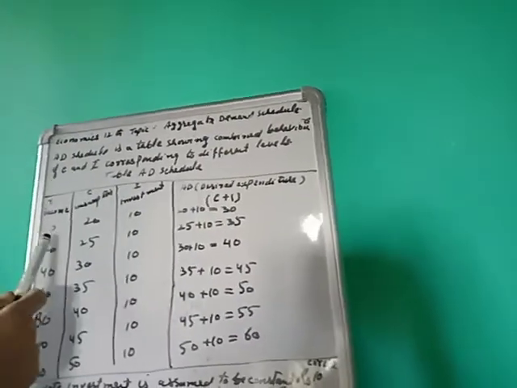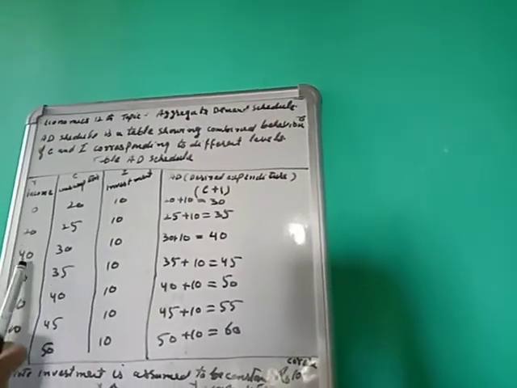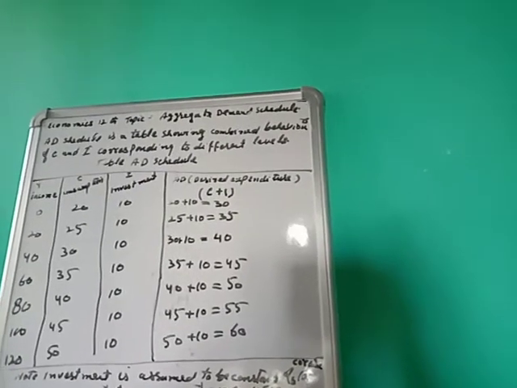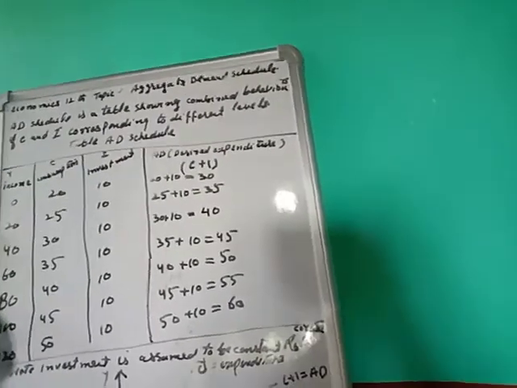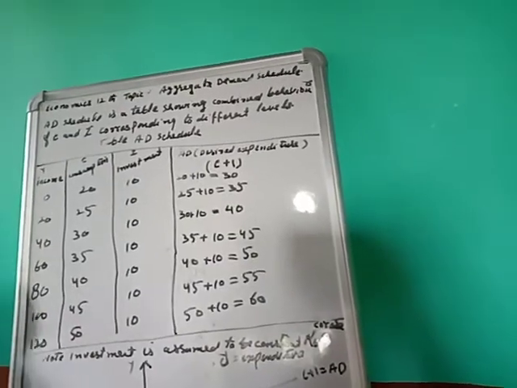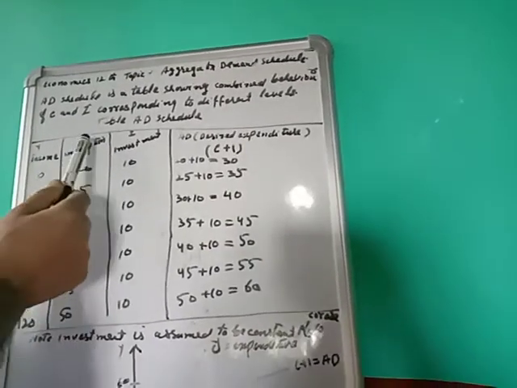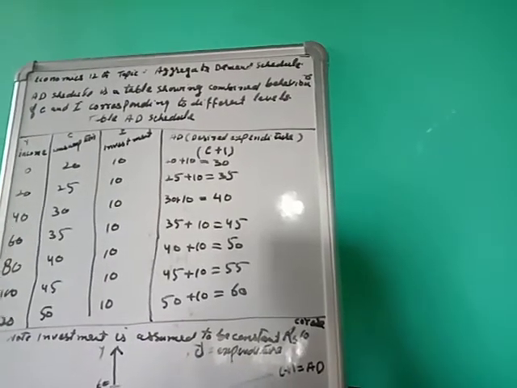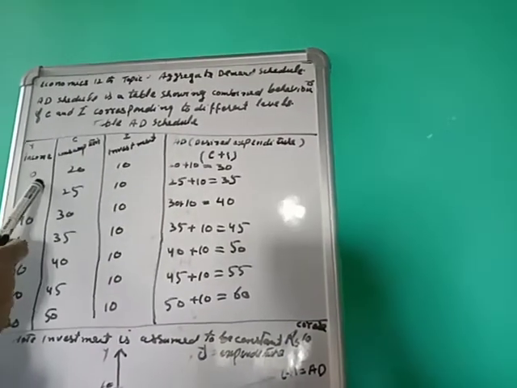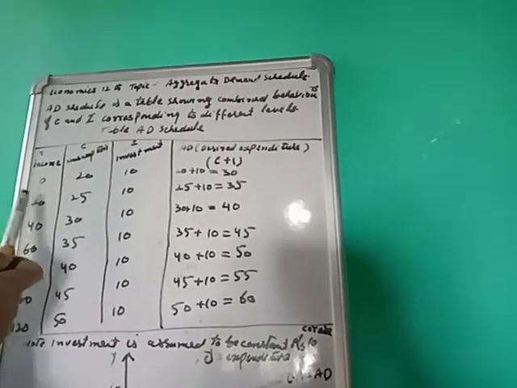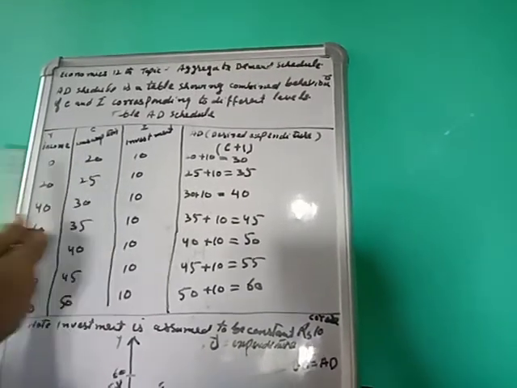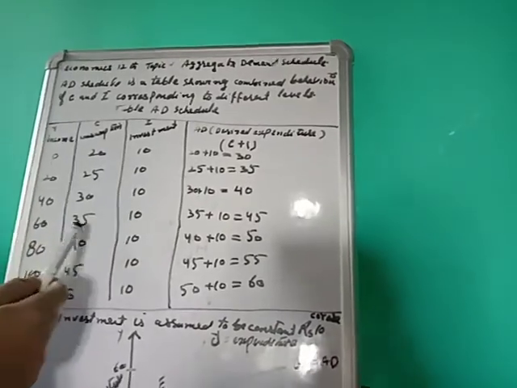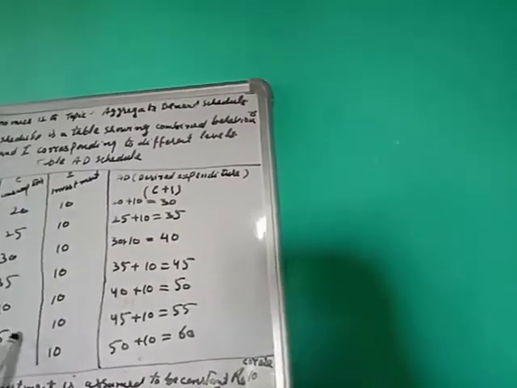Here income is 0, 20, 40, 60, 80, 100 and 120. This is the income of the nation. This column is consumption, what people consume from this income. When income was 0, consumption was 20. When income was 20, consumption was 25. When income was 40, consumption was 30, then 35, 40, 45 and 50.